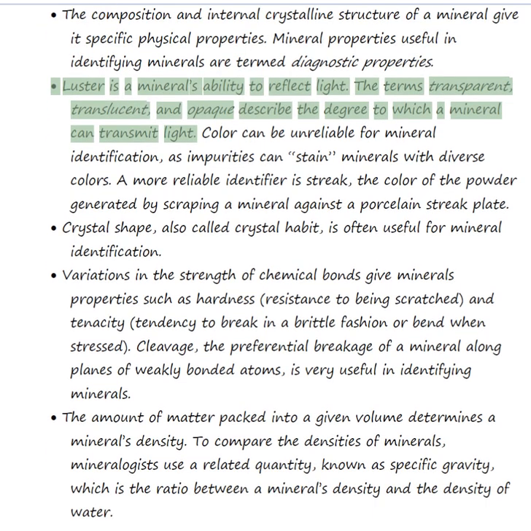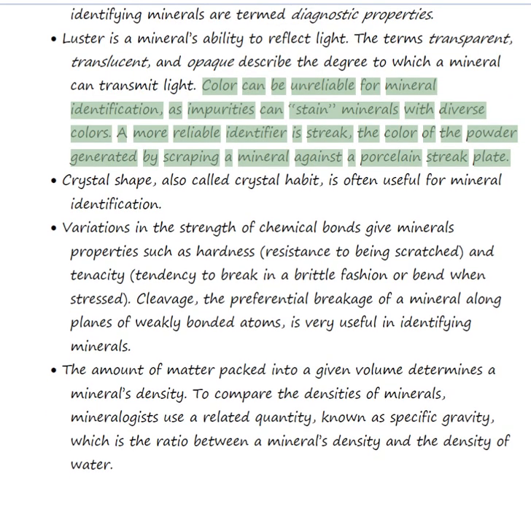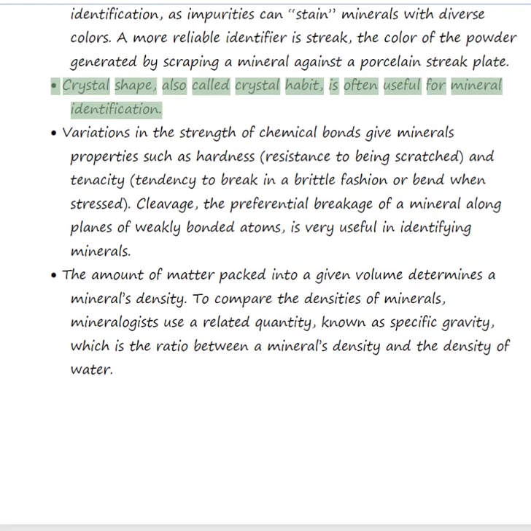Luster is a mineral's ability to reflect light. The terms transparent, translucent, and opaque describe the degree to which a mineral can transmit light. Color can be unreliable for mineral identification, as impurities can stain minerals with diverse colors. A more reliable identifier is streak, the color of the powder generated by scraping a mineral against a porcelain streak plate. Crystal shape, also called crystal habit, is often useful for mineral identification.